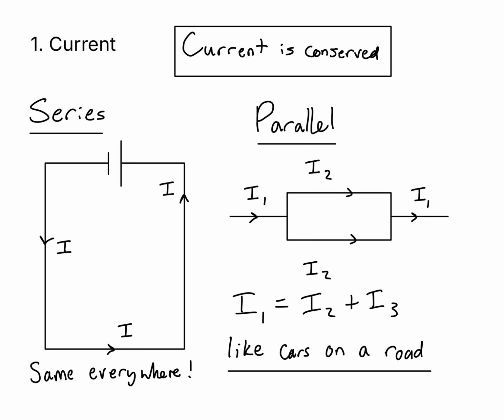In parallel, however, the current has a choice of routes, so it splits between the branches, like cars spreading across the lanes of a motorway, and then merges back together afterwards. So the total current equals the sum of the branch currents.